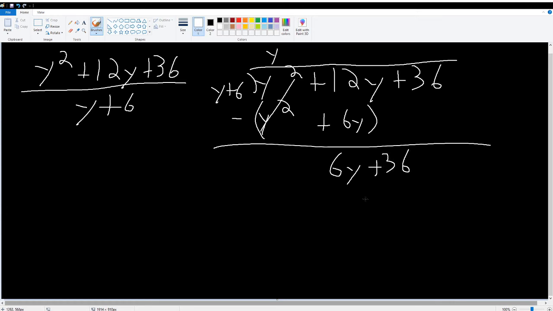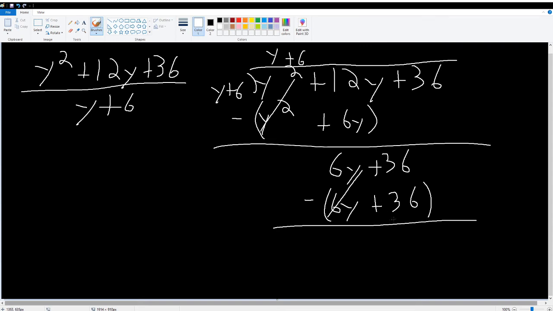y times what is 6y? Well, multiply by 6, so I get y plus 6. So 6 times y plus 6 is 6y plus 36. Remember this is all being subtracted, hence why I put parentheses and then I subtract. So the 6y's cancel out, the 36 cancels out, so I get a remainder of 0. So that means y plus 6 is my quotient. And how do we check?